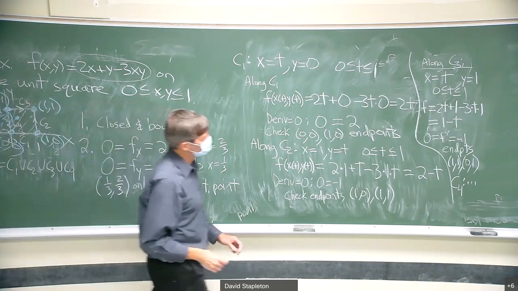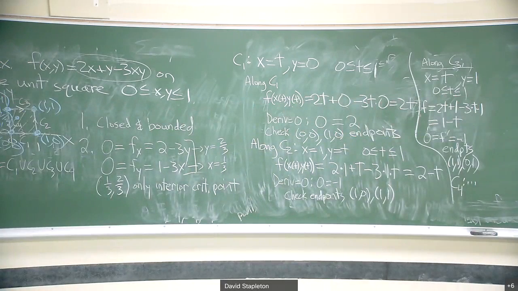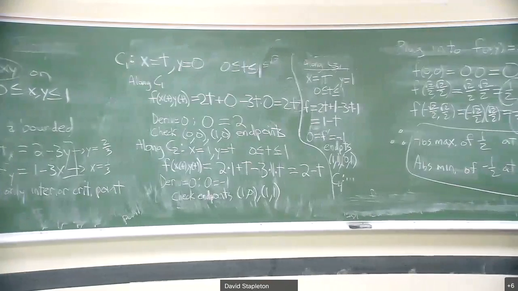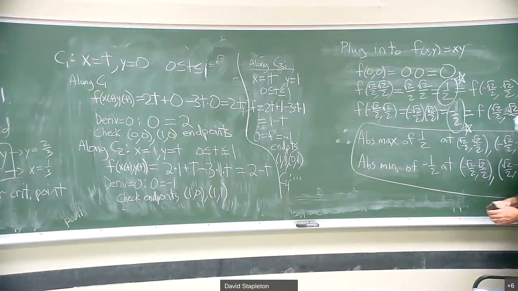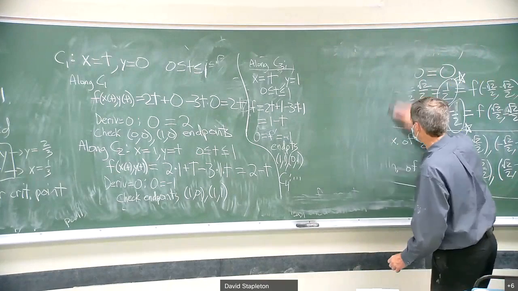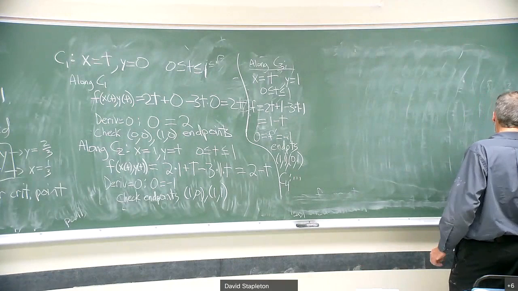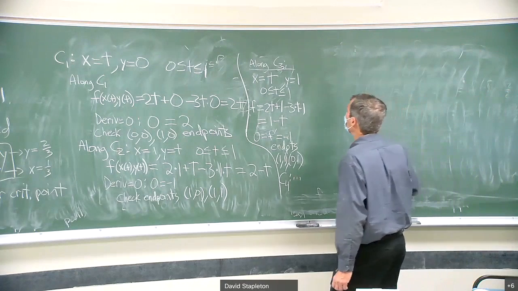Well, to check them on this method, right, we just plug in and see which one's the biggest, which one's the smallest, because in the closed bounded region, we know one of those is. Only 5 to check, we can do it. Right? Plug each in.